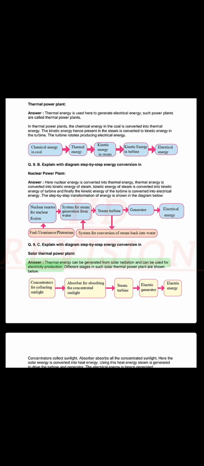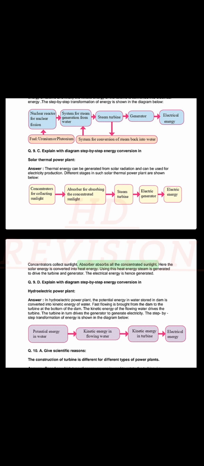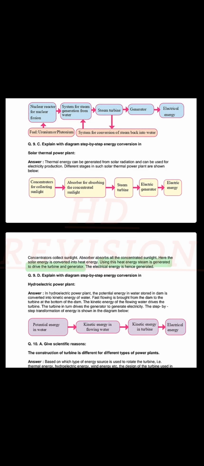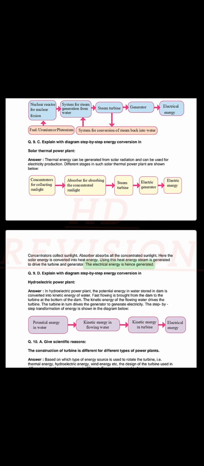Q. No. 9. C. Explain with diagram step-by-step energy conversion in solar thermal power plant. Answer: Thermal energy can be generated from solar radiation and can be used for electricity production. Different stages in such a solar thermal power plant are shown below. Concentrators collect sunlight. Absorber absorbs all the concentrated sunlight. Here the solar energy is converted into heat energy. Using this heat energy, steam is generated to drive the turbine and generator. The electrical energy is hence generated.